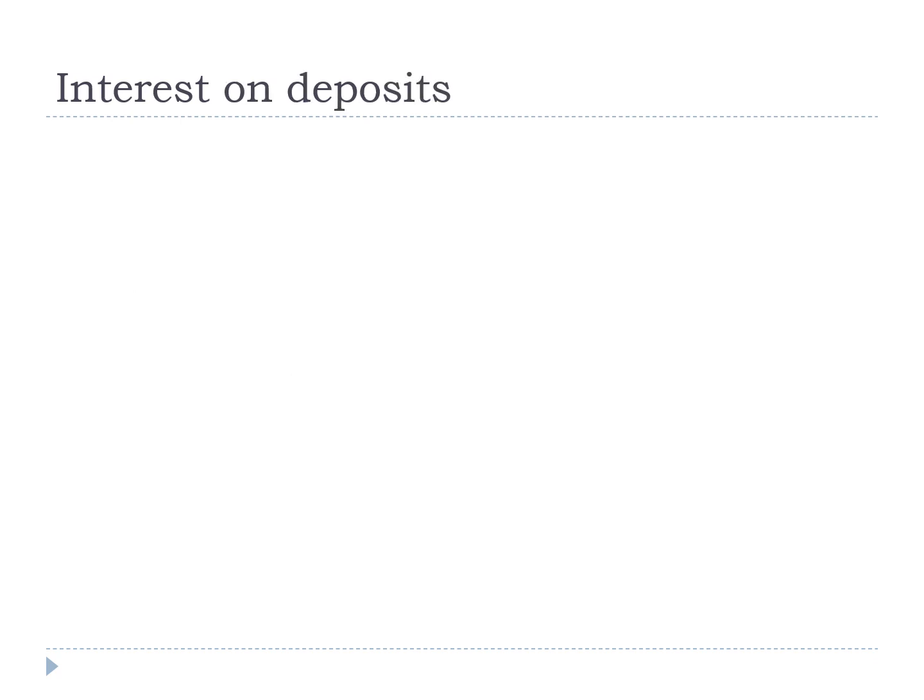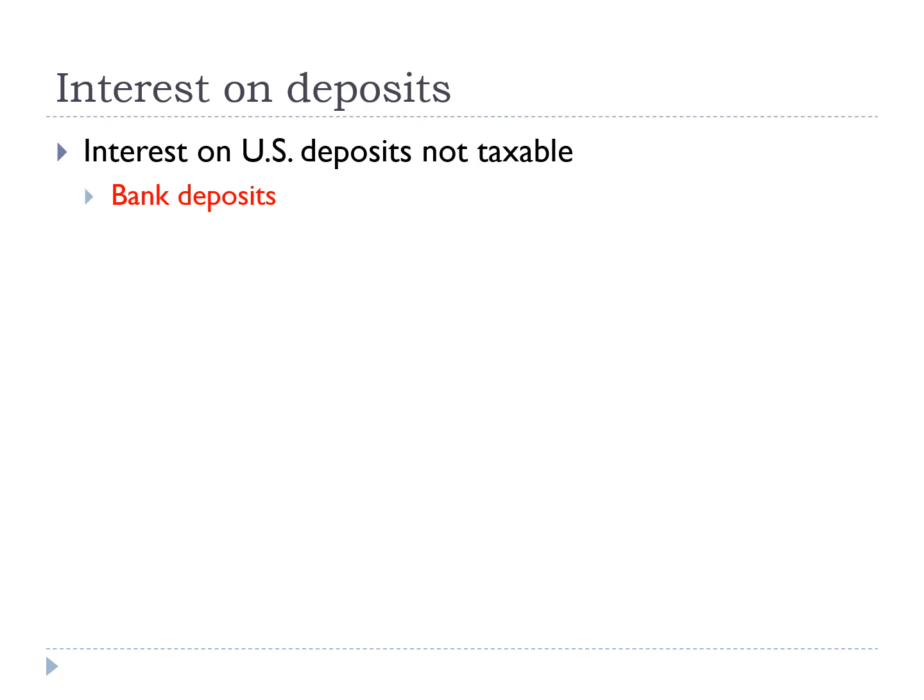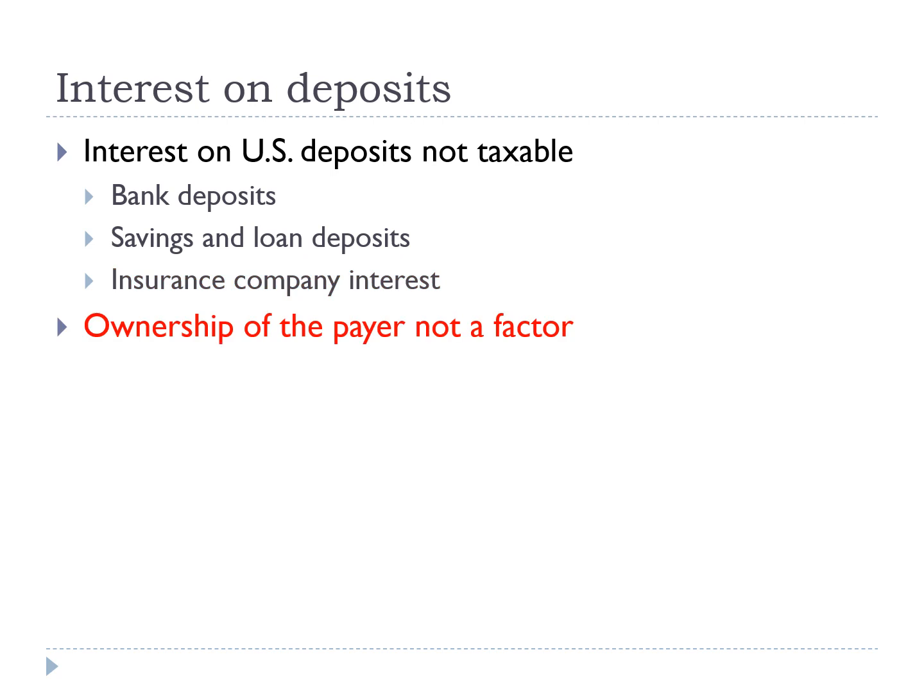A major exclusion from tax on interest income is the exclusion for interest on deposits. Under this exclusion, interest paid to foreign persons in connection with the following is not subject to the 30% tax and withholding: bank deposits, deposits with savings and loans, interest paid by an insurance company on amounts paid on accounts held by the company. Note that this exclusion is not affected by a depositor's ownership of the payer.